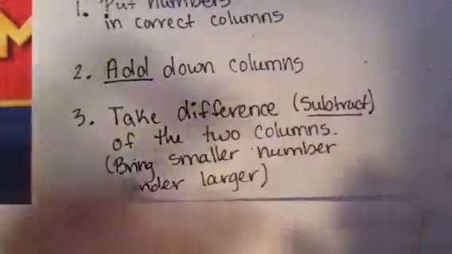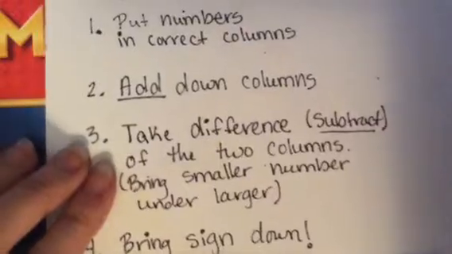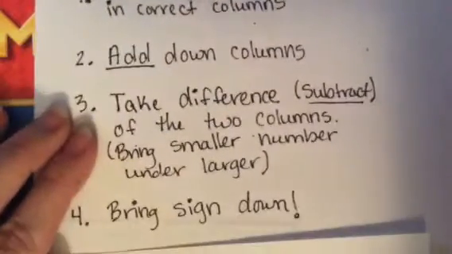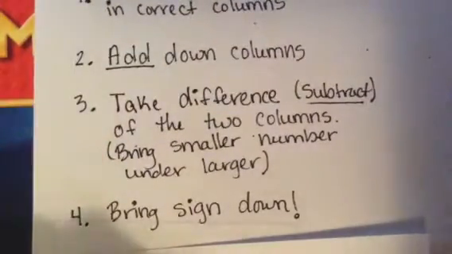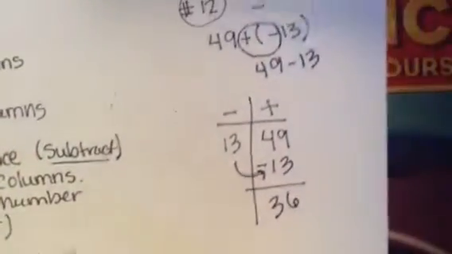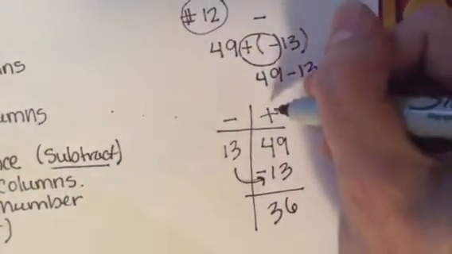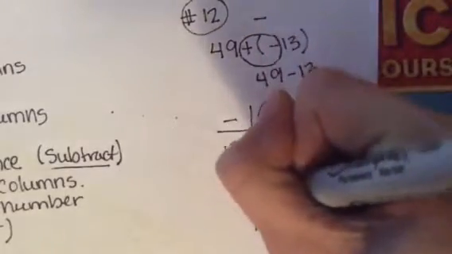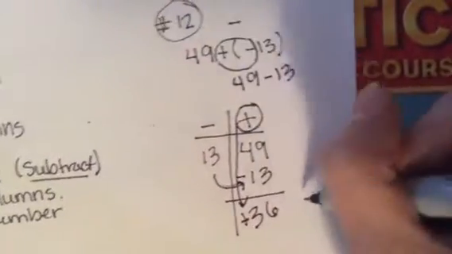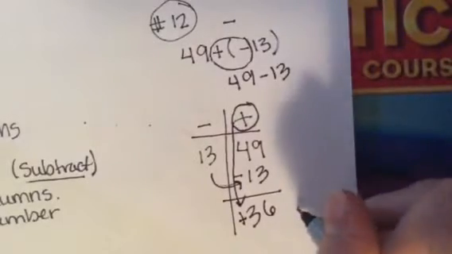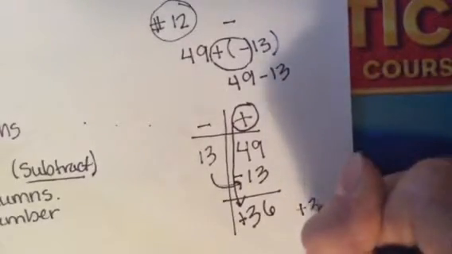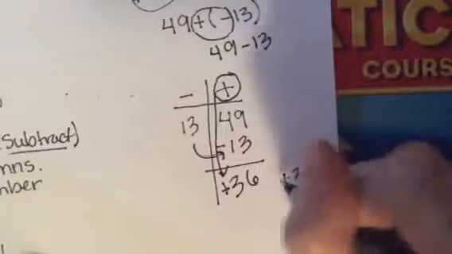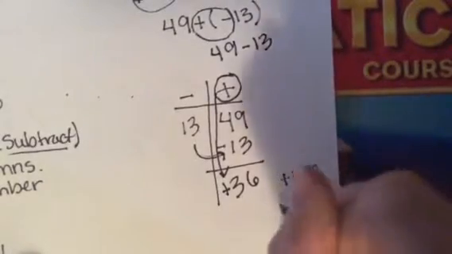Look at your last step, which is bring the sign down. So I look over here, and I notice it's underneath the addition symbol, or the positive symbol, so I bring it down. And so my answer is a positive 36, which is the same thing as just 36. So I could just box that.